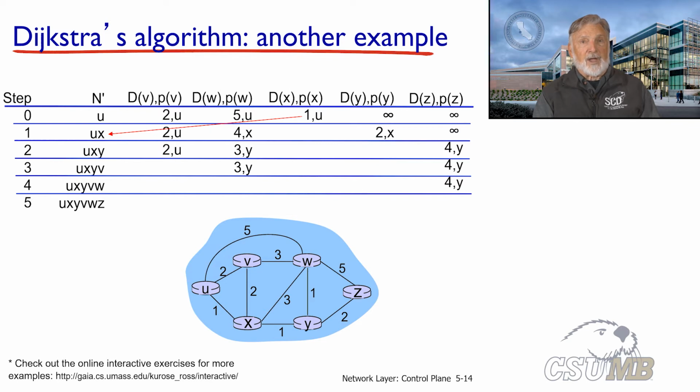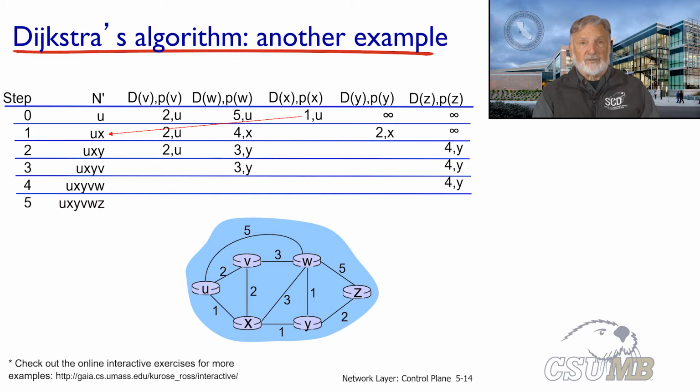The cost of the path to V is unchanged. The cost of the path to W, which was 5 at the end of the initialization, through X is found to have a cost of 4. Hence, this lower cost path is selected, and W's predecessor along the shortest path from U is set to X. Similarly, the cost to Y through X is computed to be 2, and the table is updated accordingly.